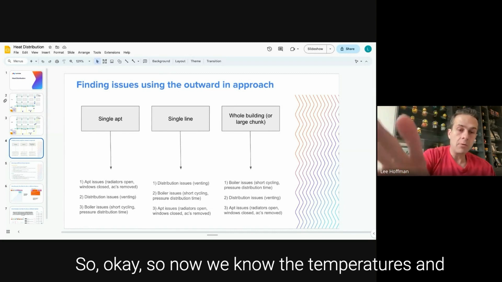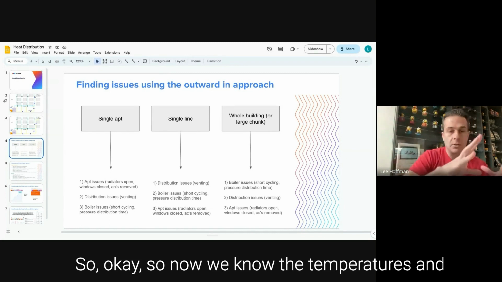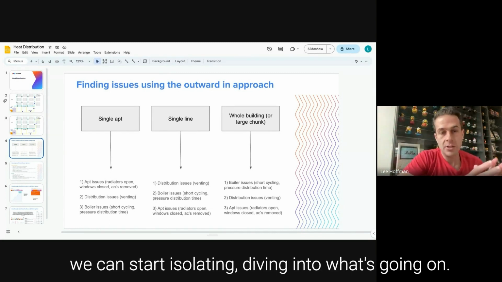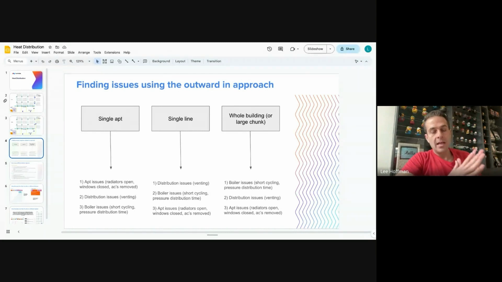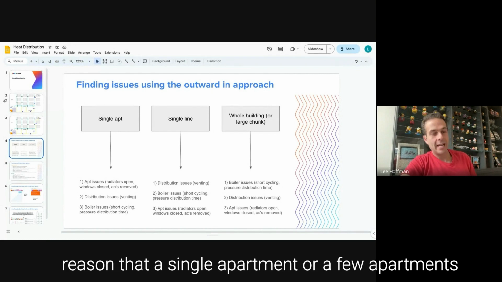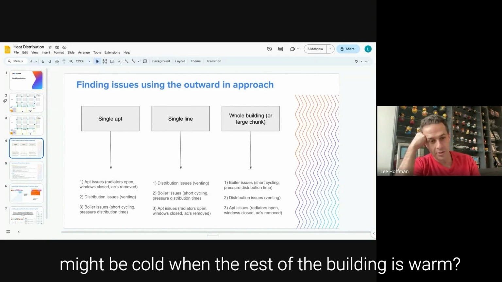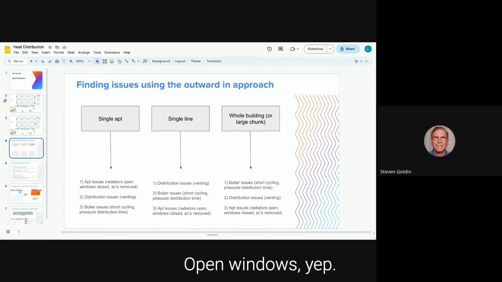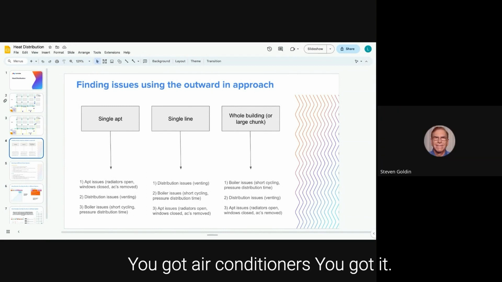So, okay, now we know the temperatures and we can start diving into what's going on. Anybody want to take a guess at the most common reason that a single apartment or a few apartments might be cold when the rest of the building is warm? Open windows, yep, drafty open windows. Or air conditioners.